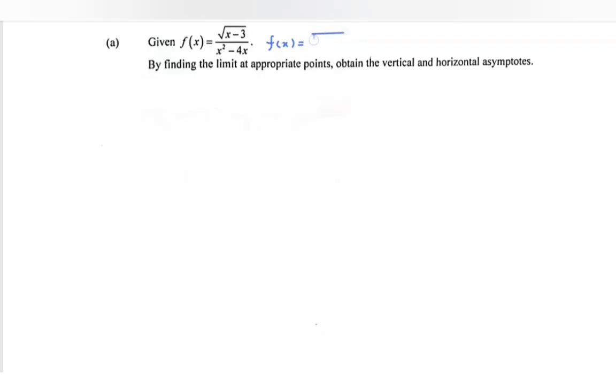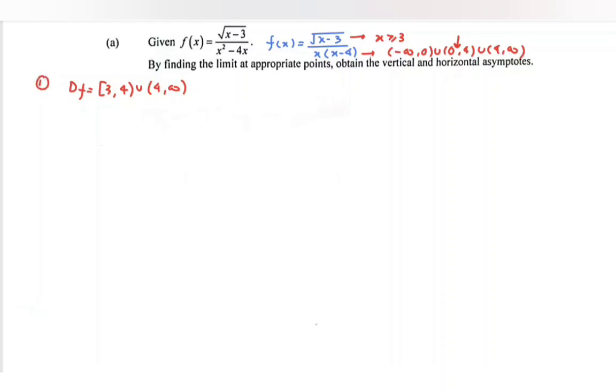For example, we have f(x) equals the square root of x minus 3, over x squared minus 4. By referring to the situation above, here we have the domain x is greater than or equal to 3. For the bottom part, we have negative infinity until 0, union 0 until 4, and then from 4 until infinity. Try to imagine greater than 3, meaning we focus on this part. So number 1, the domain for f would start from 3 until 4, union 4 until infinity. That is the first step, the domain.